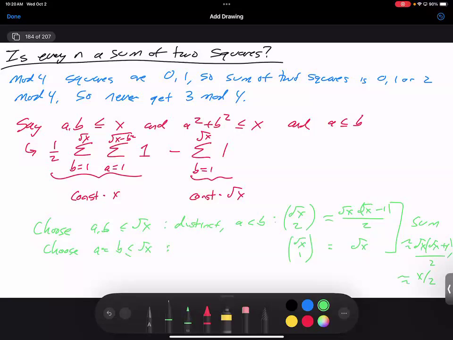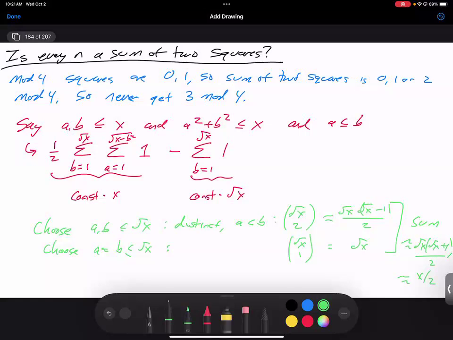So what's the maximum percent of numbers that could be the sum of two squares? A half, right? Because this only gives me a half of the pairs. Notice, however, that if both a and b are very close to root x, then the sum of their squares is going to be larger than x. So I expect this to be a very bad result.